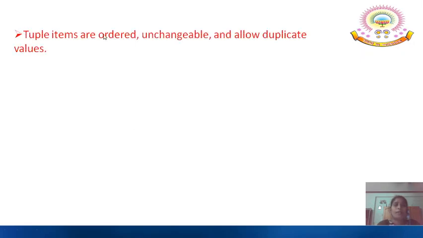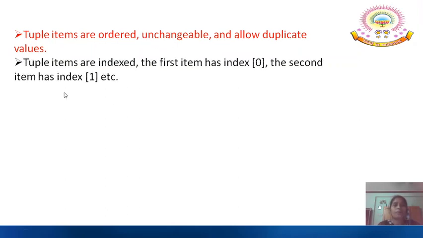So it is ordered and unchangeable, remember this, and it allows duplicates also. So it is also having indexes. The first element will be at the 0th index, the next element will be at the first index. Like that you can have any number of indexes based on your tuple items.